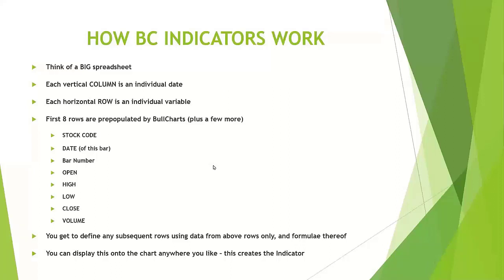And the other thing to bear in mind, it also means that within the spreadsheet, within the bull charts environment, you can't use a variable to refer to itself, except in some very specific environments. So there's a couple of very special ways you can do that, but generally think about, if I want to write about a variable at this level, I must have all of the components to create it from the levels above. Once you've done that, you've created all your variables, you can display these onto the chart, and that's what creates a bull charts indicator.